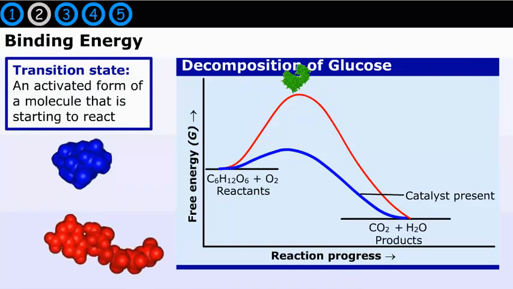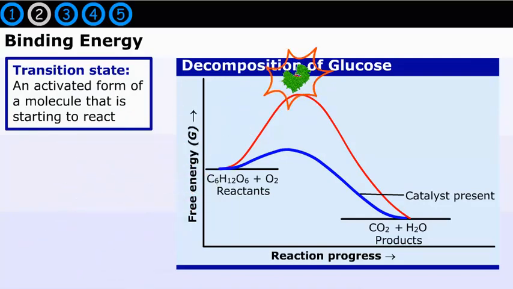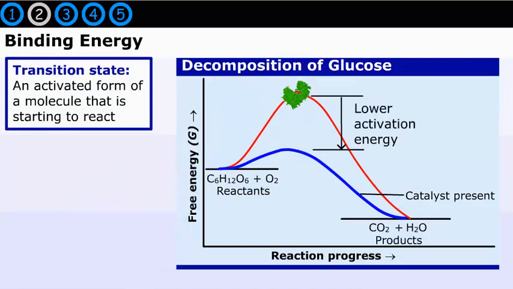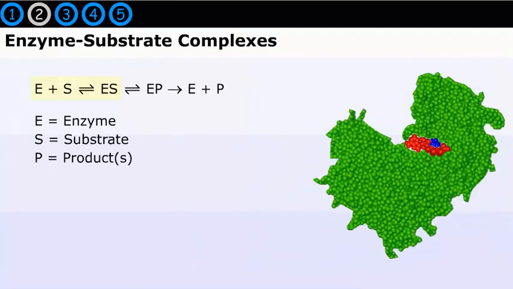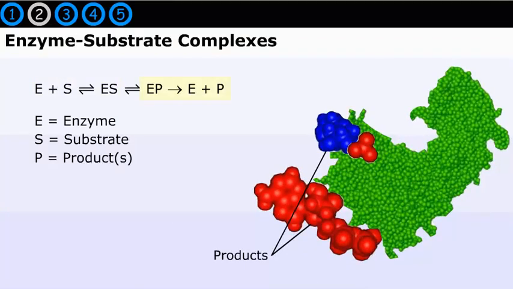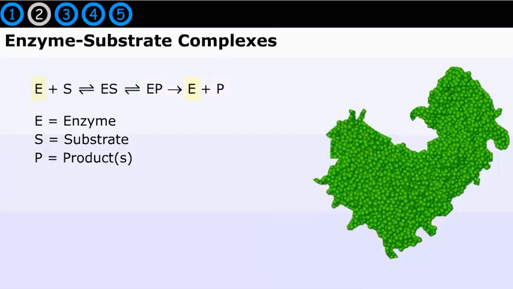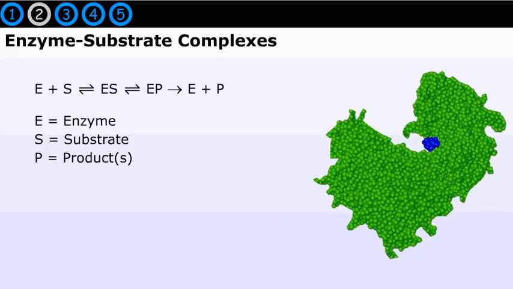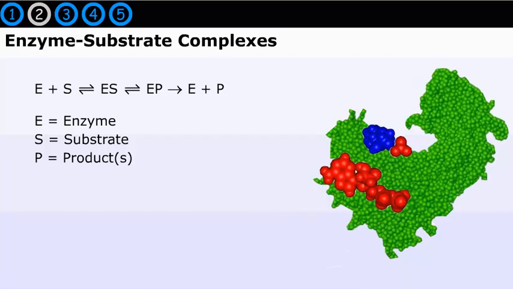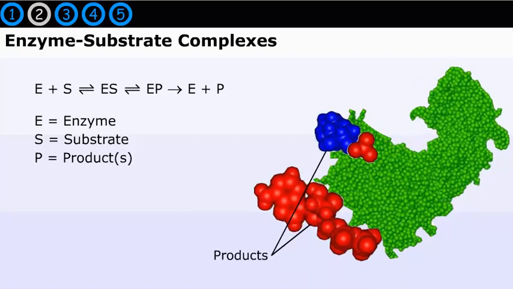When an enzyme binds a substrate, energy is released. The binding energy lowers the activation energy. Because the hill is lower, the reaction occurs more quickly. Enzymes bind substrates and convert them to products. During the reaction, the enzymes are not changed. One enzyme can convert many substrate molecules into products. Now that we know what enzymes are and what they do, let's learn more about how they do it.